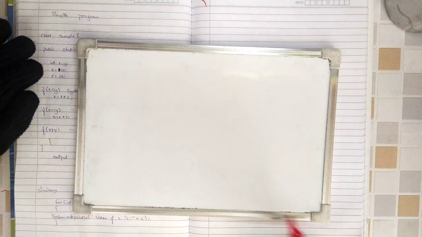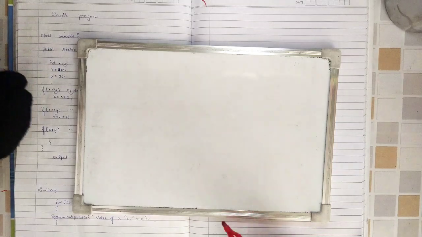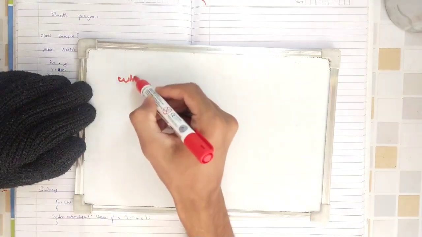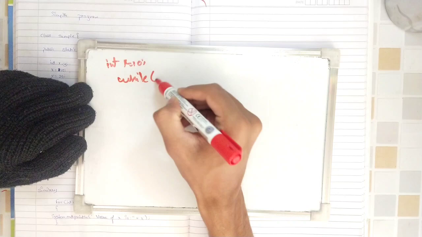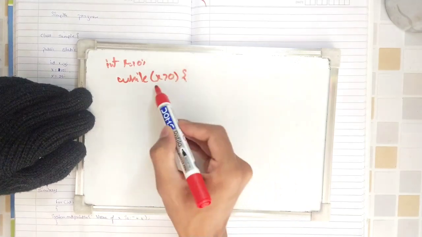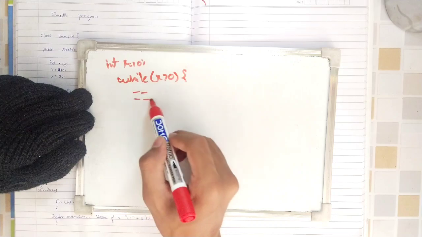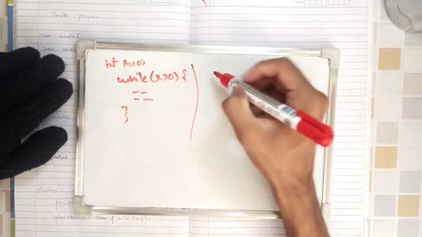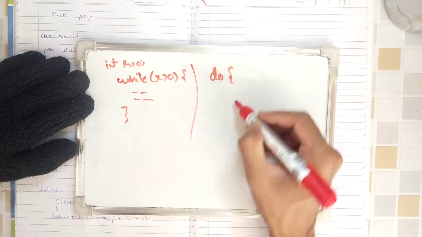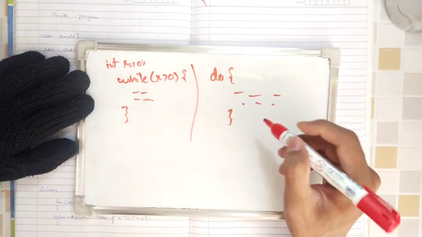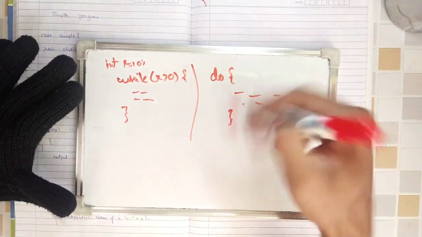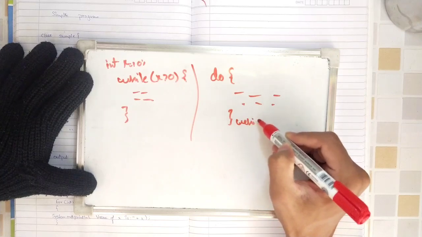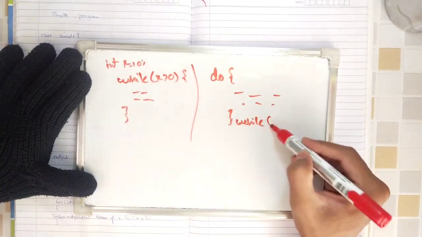Now, what is do while? Do while is similar to while. In while, first we check the condition, then we execute the block of code. Here, int x is equal to 10, while x greater than 0. First we check the condition, then we perform the block of code. But in do while, first we perform the block of code, whatever is written there, then we see the condition and keep executing. Here the while comes at the end, while x greater than 0.